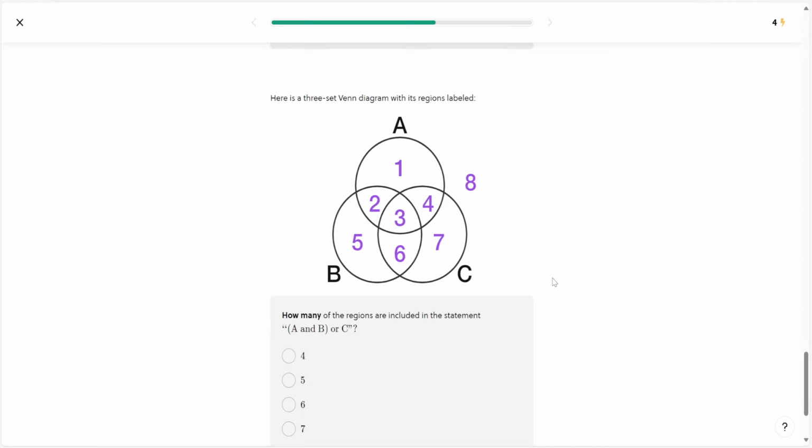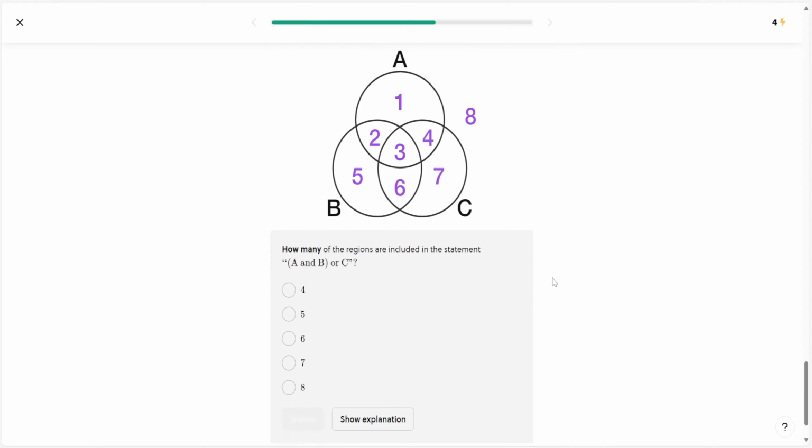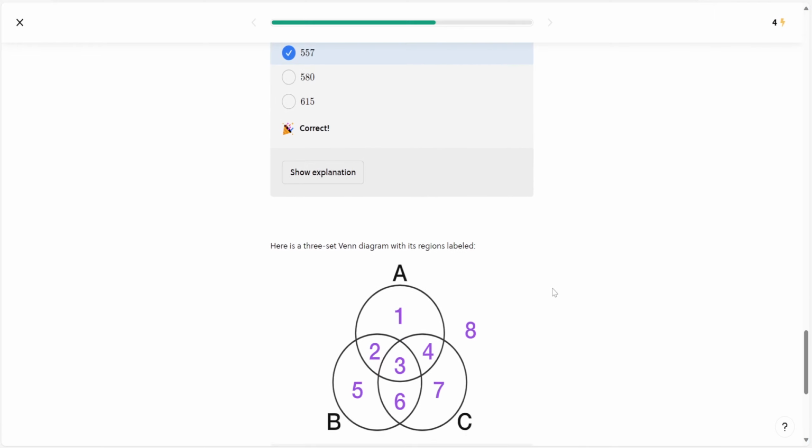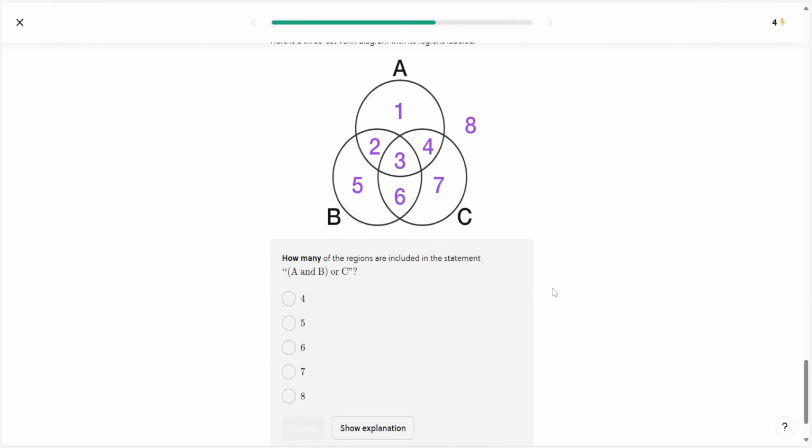Here is a 3-set Venn diagram with its regions labelled. How many of the regions are included in the statement A and B or C? So now we've got brackets. Is that A and B? Or because we've got brackets, is that A and B? They haven't explained any of this brackets business to me. I don't know what the brackets are asking me to do. How is that any different to A and B without the brackets?